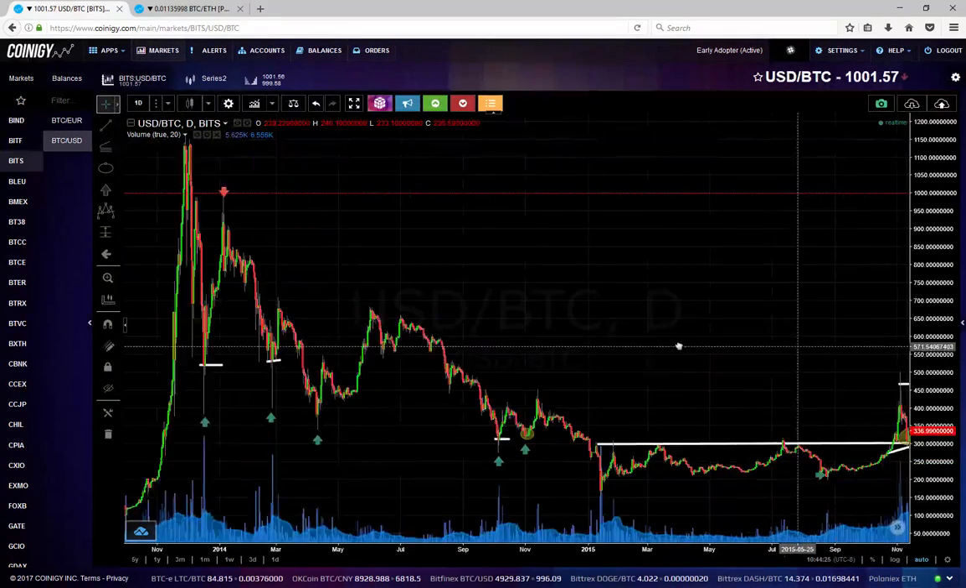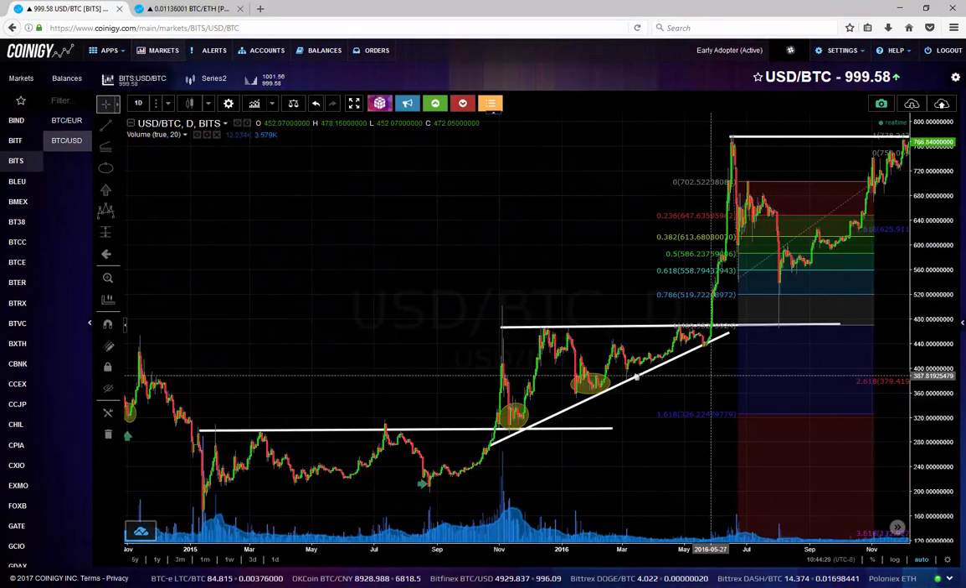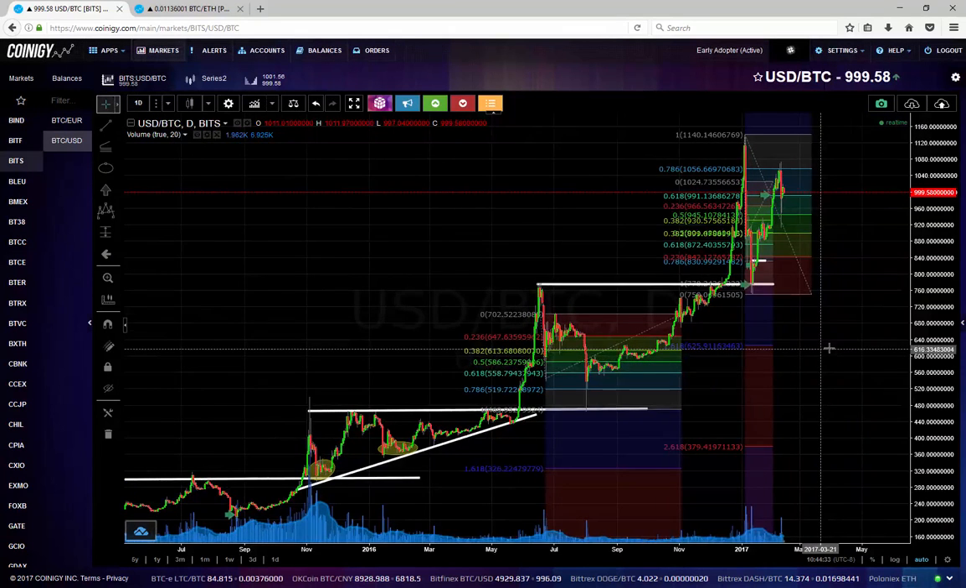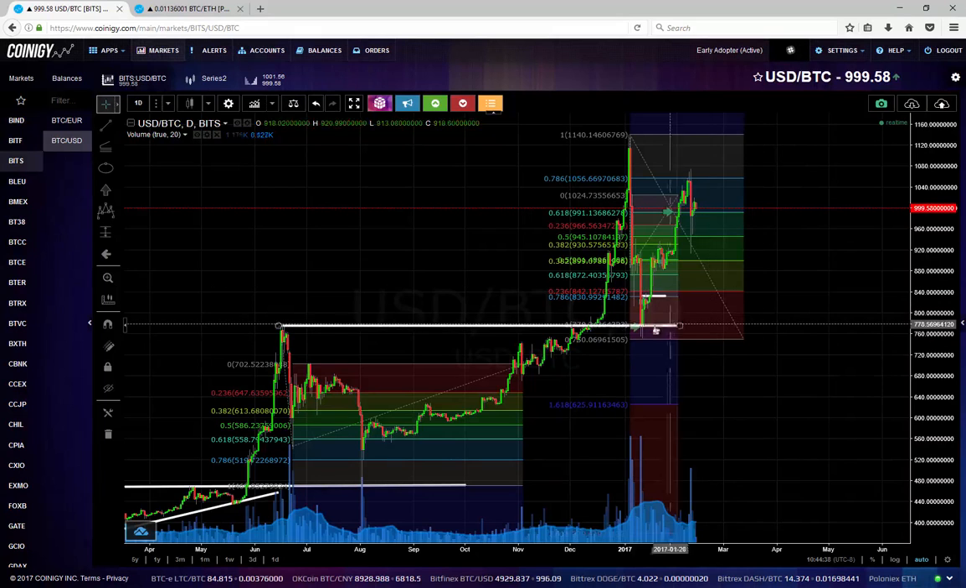So that's some examples of swing trading bounce plays. I always like to use Fibonacci retracements and extensions to be able to find the best areas to long the dip.